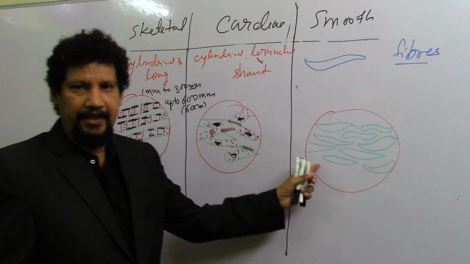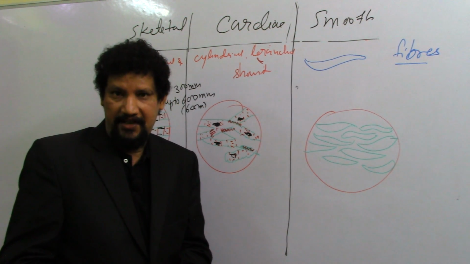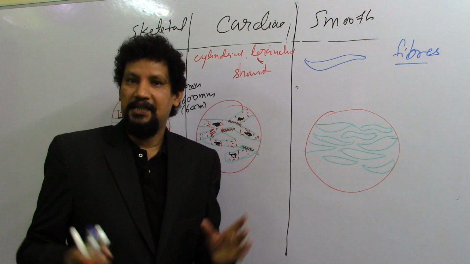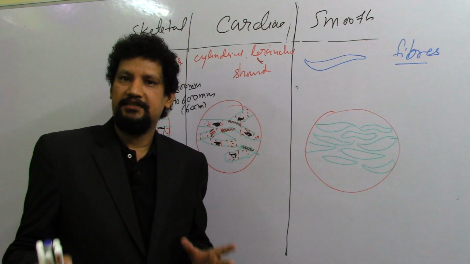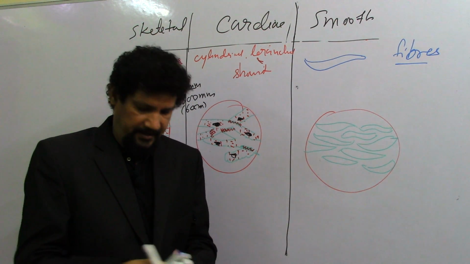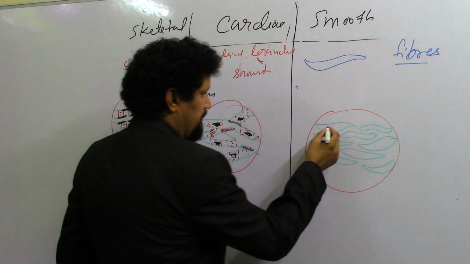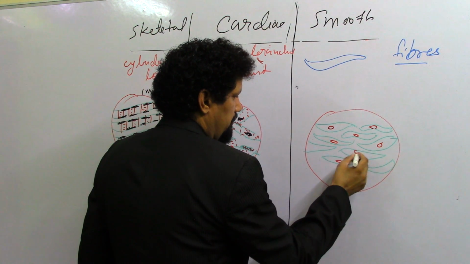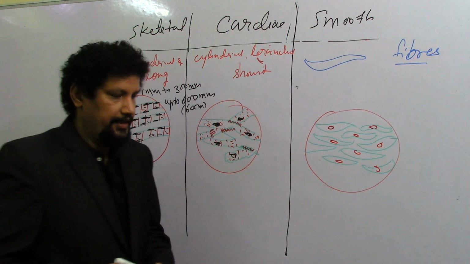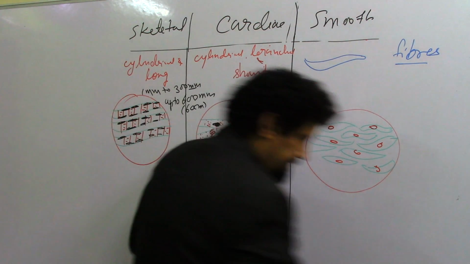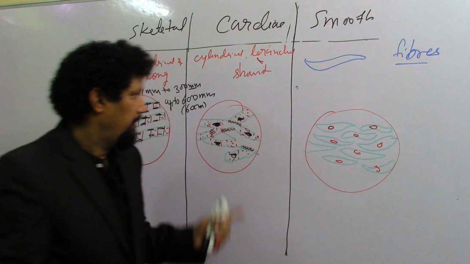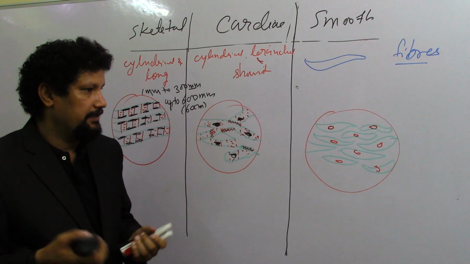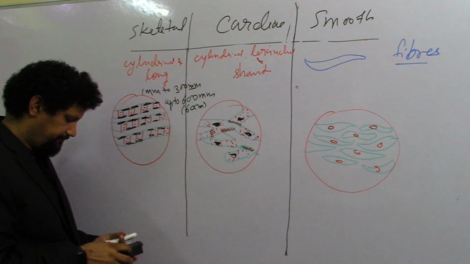Here the picture is quite different. The muscle fibers are not cylindrical. These are spindle shaped, having single central round nuclei. The other difference in between these skeletal, cardiac and the smooth muscle is the rhythmicity.